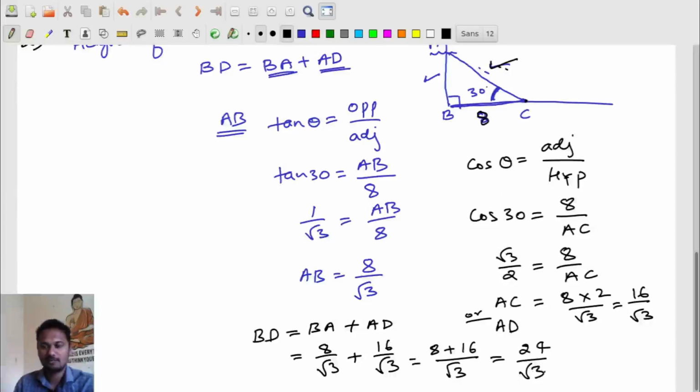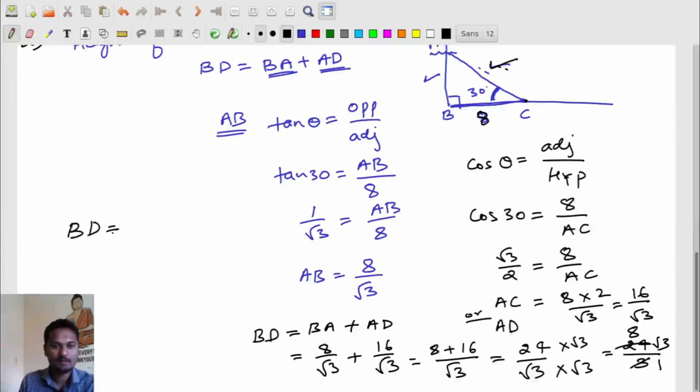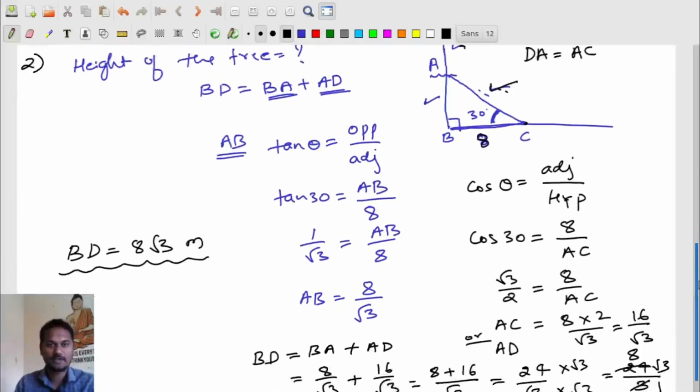You can keep this as it is, or if you want to rationalize the denominator, multiply root 3 and root 3 here. So we will get 24 root 3 divided by 3. Root 3 into root 3 is root 3 square, which is equal to 3. Okay, so if you simplify this, 3 ones are 3, 8 3s are 24. So the total height of the tree, that is BD, will be 8 root 3 meters, right? 8 root 3 meters. Fine. So this is the solution for the second question.